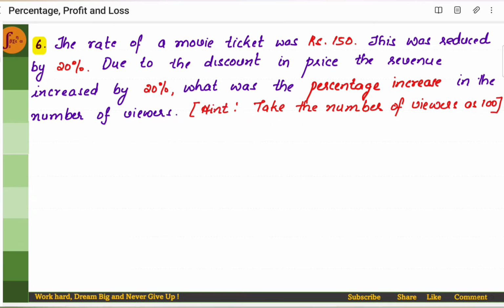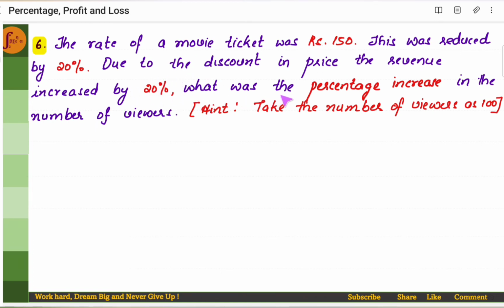This is the clue. Now, what has happened here is, the movie ticket was originally 150 rupees and they reduced 20% of it. That is, they reduced the ticket price. And after reducing the ticket price, the revenue is nothing but the total amount generated out of selling these movie tickets. That is what is called revenue. Now, this revenue increased. So basically, the total amount that you earned by selling these movie tickets increased by 20% after decreasing the ticket price.